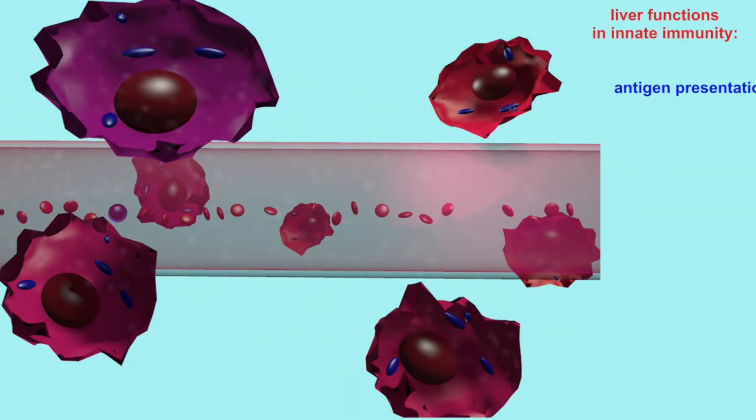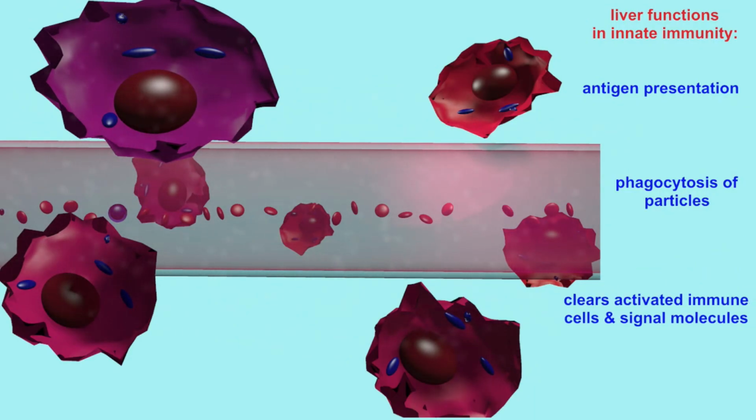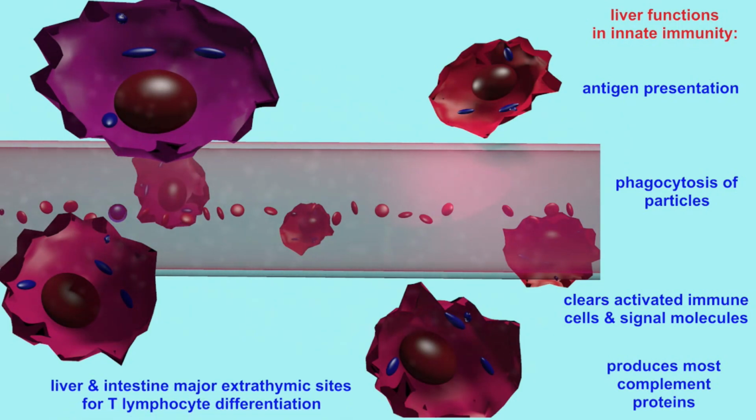The liver not only functions in innate immunity, but in adaptive immunity as well. So the liver has diverse cells which present antigens. It can clear activated immune cells and signal molecules. It produces most complement proteins, and the liver and intestines are major extrathymus sites for T cell differentiation. Let me expand on some of these.